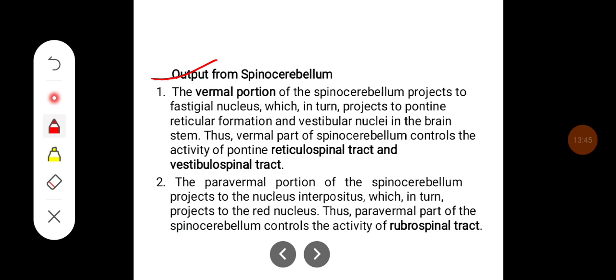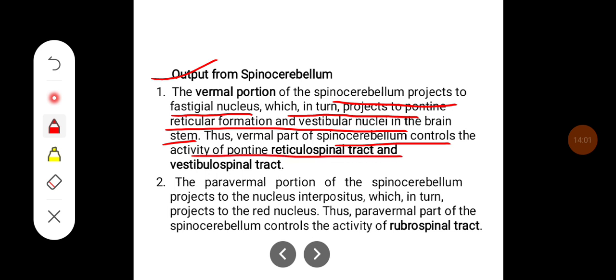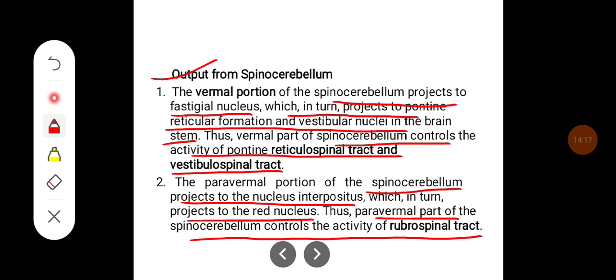The output from the spinocerebellum. The vermal portion of the spinocerebellum projects into the fastigial nucleus, which in turn projects to the pontine reticular formation and vestibular nuclei in the brainstem. Thus, the vermal part of the spinocerebellum controls the activity of the pontine reticulospinal and vestibulospinal tracts. The paravermal portion of the spinocerebellum projects to the nucleus interpositus, which in turn projects into the red nucleus. This paravermal part of the spinocerebellum controls the activity of the rubrospinal tract.